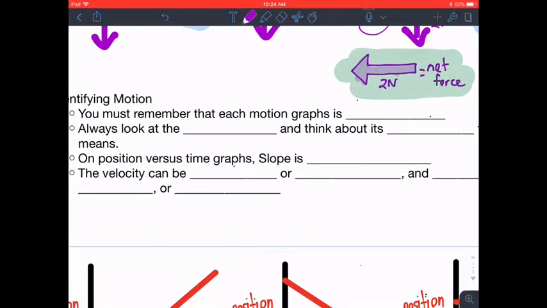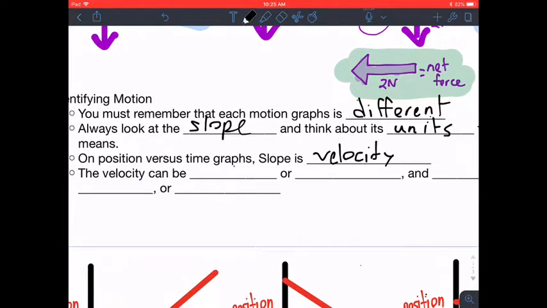So the first thing when we're talking about motion graphs is that we must remember each motion graph is different. And so whenever you see a motion graph, you have to slow yourself down. You have to look at the slope, and think about the slope's units in order to figure out what the slope means. For example, on a position versus time graph, slope is velocity. Okay, so notice this is a position versus time graph, and the slope is velocity.